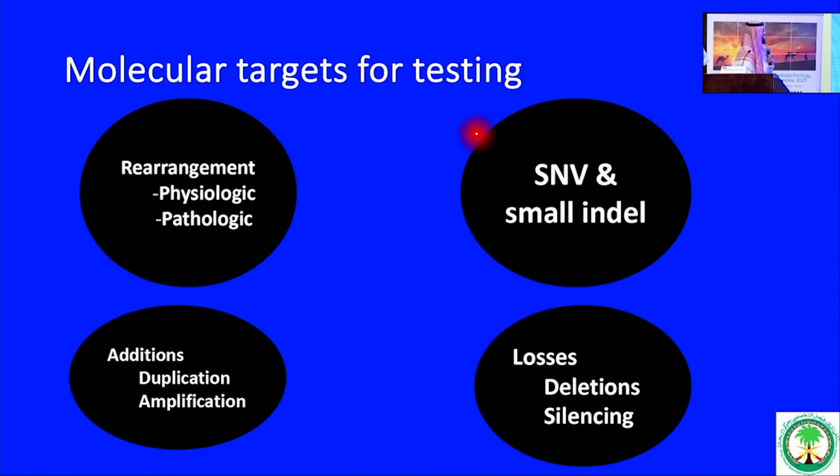We're also interested in SNVs and small indels, so these are point mutations, either missense or nonsense mutations, or small insertions and deletions, so we can detect this in the DNA or RNA. We also look at copy number changes, so we can do it for duplication, amplification, or deletion and silencing. All of these will affect the function of the gene. So we are looking for this at the level of DNA or RNA, and we see the ultimate effect on the function of the DNA.